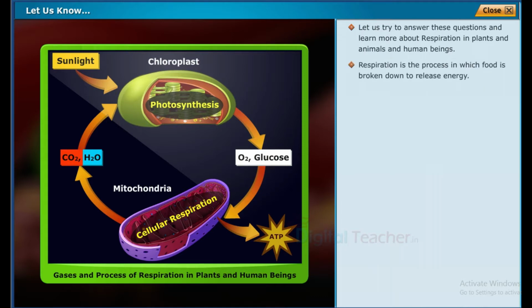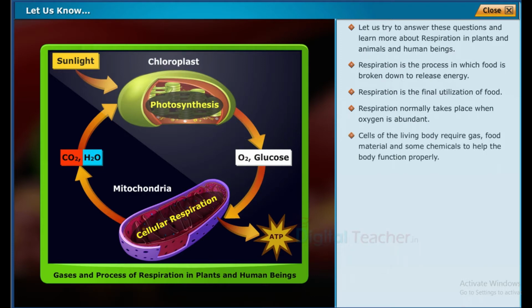Respiration is the process in which food is broken down to release energy. Respiration is the final utilization of food. Respiration normally takes place when oxygen is abundant. Cells of the living body require gas, food material, and some chemicals to help the body function properly. To start with, let us study the relation of gases and the process of respiration.